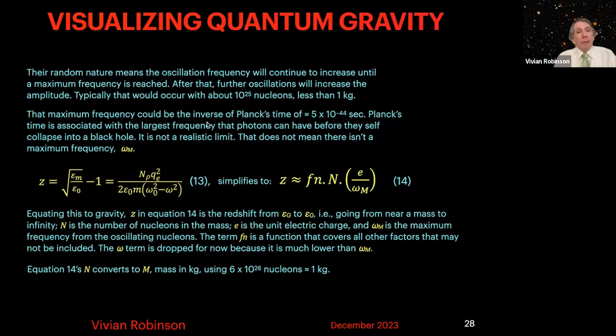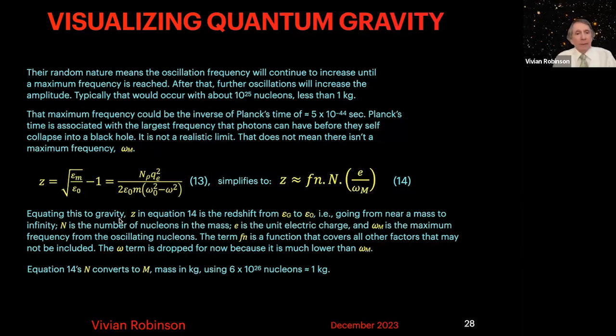That maximum frequency could be the inverse of Planck's time of 5 times 10 to the minus 44 seconds. Planck's time is associated with the largest frequency that photons can have before they self-collapse into a black hole. It is not a realistic limit, but that does not mean there isn't a maximum frequency omega m. When all of those are taken into consideration, this equation 13 simplifies to the redshift as an approximation of a function times the number of nucleons times electric charge over the maximum frequency.